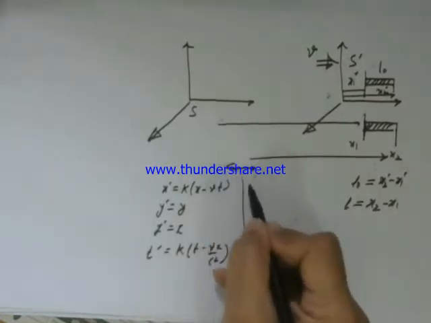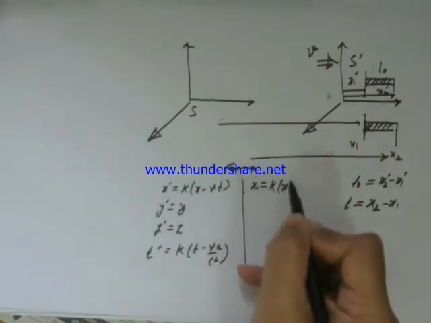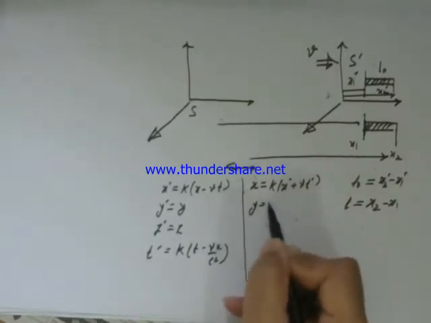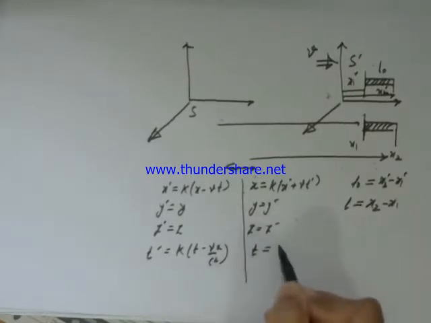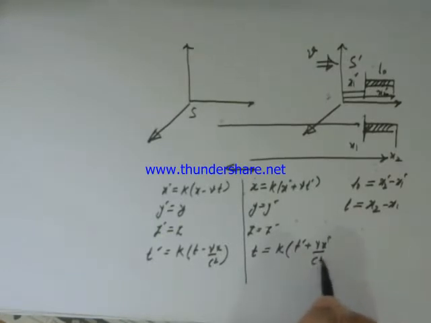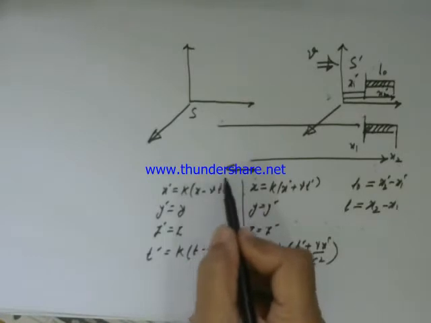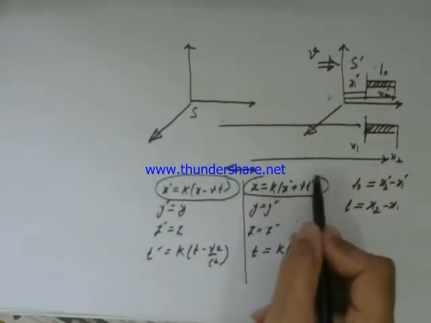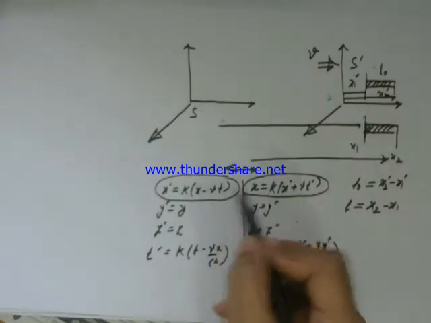Similarly, we can write x in terms of x dash will be k x dash plus v t dash. Y is y dash, z is z dash, and t is k t dash plus v x dash upon c square. Now out of these relationships, which one will we use when we are working on the length contraction? Which one will we use?